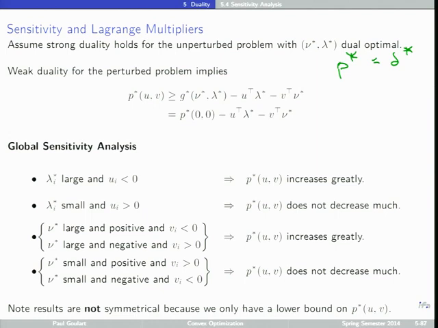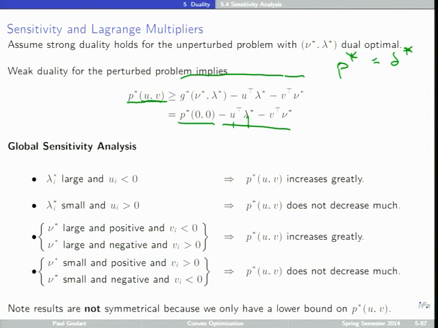So for the perturbed problem, the only thing that I can guarantee is that the primal optimal value for the perturbed one will be bigger than the optimal value in the dual. So p star when I inject a perturbation u and v should be bigger than the dual optimal value for the perturbed problem. Okay? But what I have here, g star of nu star and lambda star, this is just the unperturbed primal optimal value. And then I have these extra two terms on the right. Okay? And you can see that they're the perturbation times the multiplier.